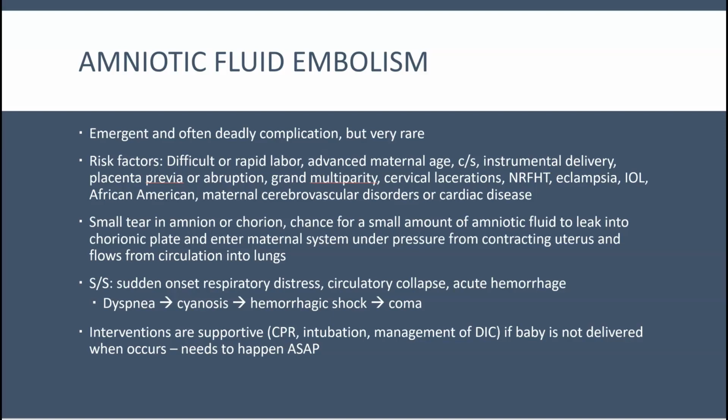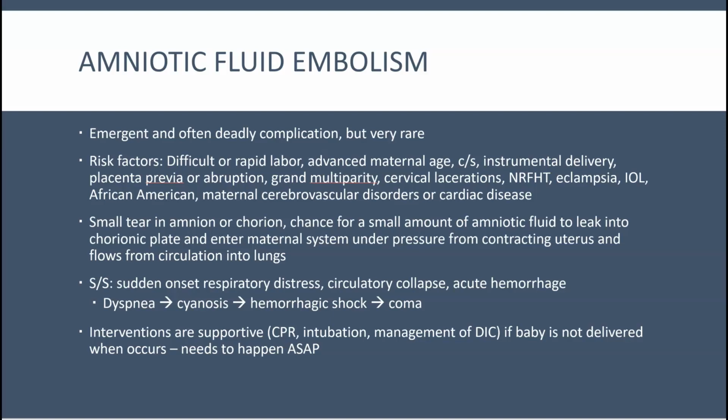What happens is there's a small tear in the amniotic membrane, essentially, and a small amount of amniotic fluid leaks into the maternal system under the pressure from labor. So think of it kind of like a pulmonary embolism, but the embolism is made of amniotic fluid, not a blood clot. So it floats from the uterus up through the circulation and into the lungs. Mom often has initial signs and symptoms like a pulmonary embolism.